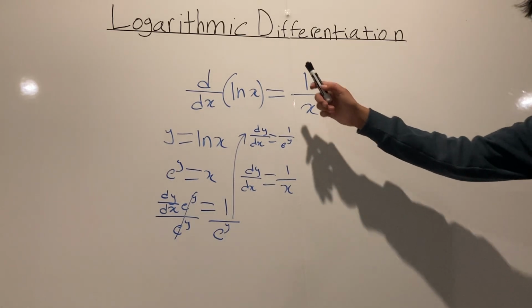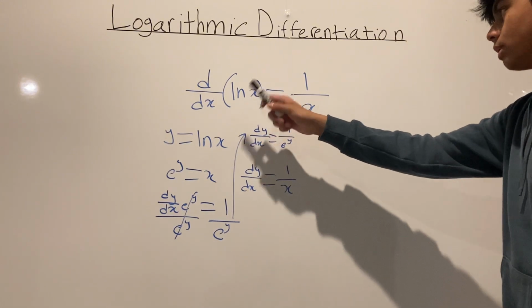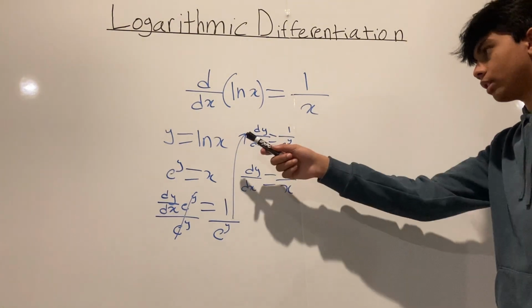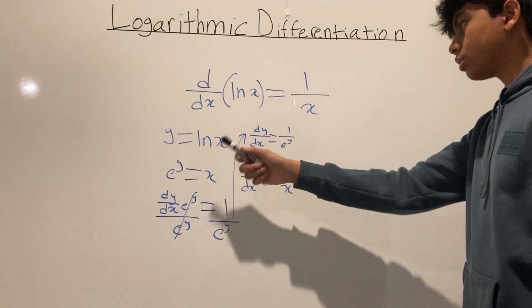Okay, so let's do some derivatives with logarithms. First off, the simple derivative of just ln x is just 1 over x. And let's prove it, and we proved it here. So let's say we have y equals ln x.